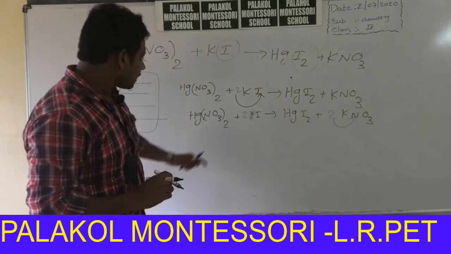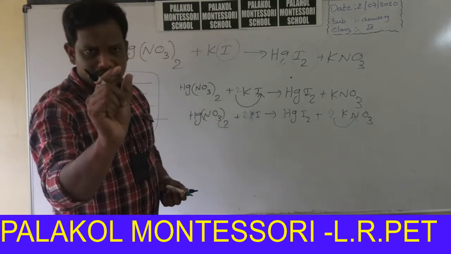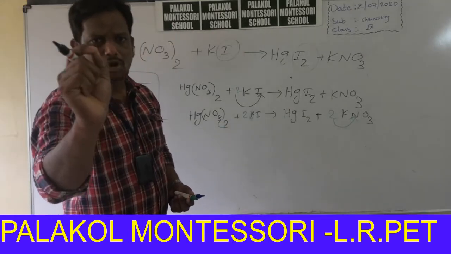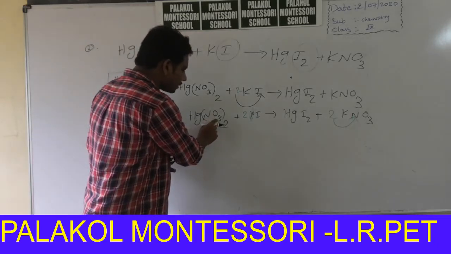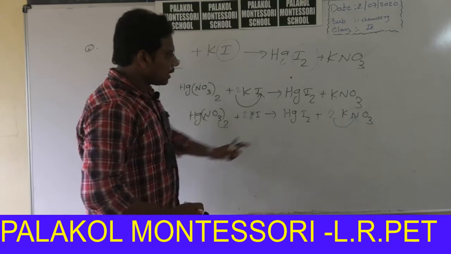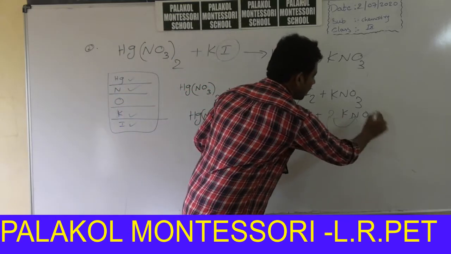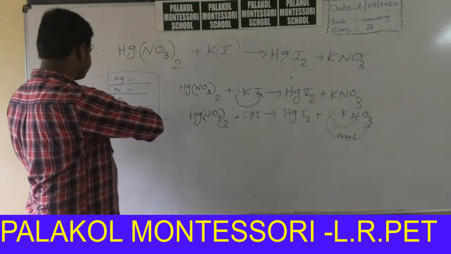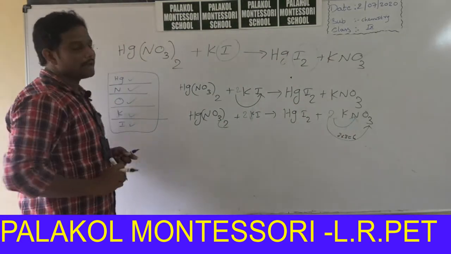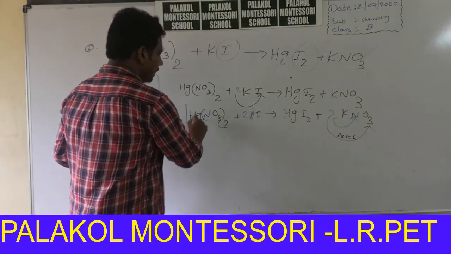Go for oxygen. Here how many oxygen atoms are there? 3 into 2. The shortcut is always to multiply the stoichiometric coefficient with the subscript. Oxygen has subscript 3, 3 into 2, 6. Here oxygen has stoichiometric coefficient 2 and subscript 3, 2 into 3, 6. So all the atoms of different elements are balanced. This is the final balanced equation.